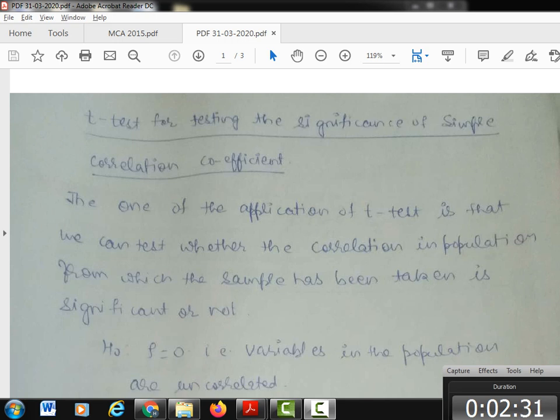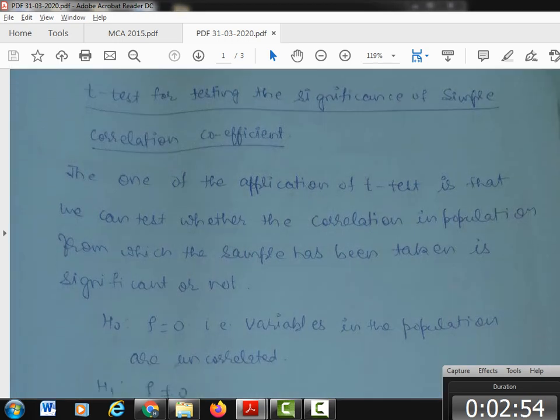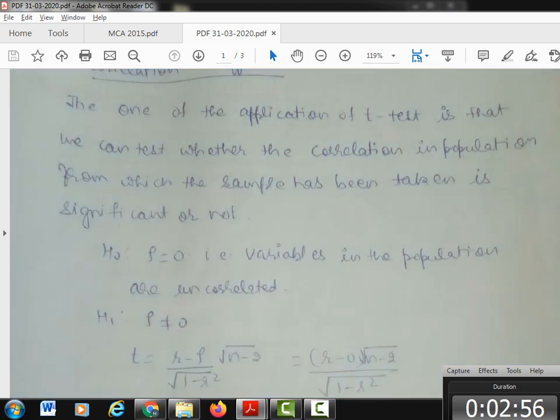So what is the t-test for testing the significance of simple correlation coefficient? You can read from your screen also. One of the applications of the t-test is that we can test whether the correlation in the population from which the sample has been taken is significant or not. That is, how much the sample correlation coefficient differs, significantly or insignificantly, from the population's correlation coefficient.